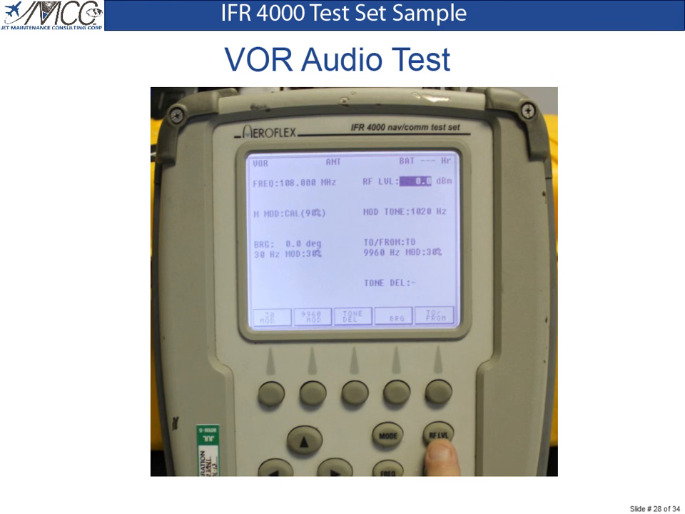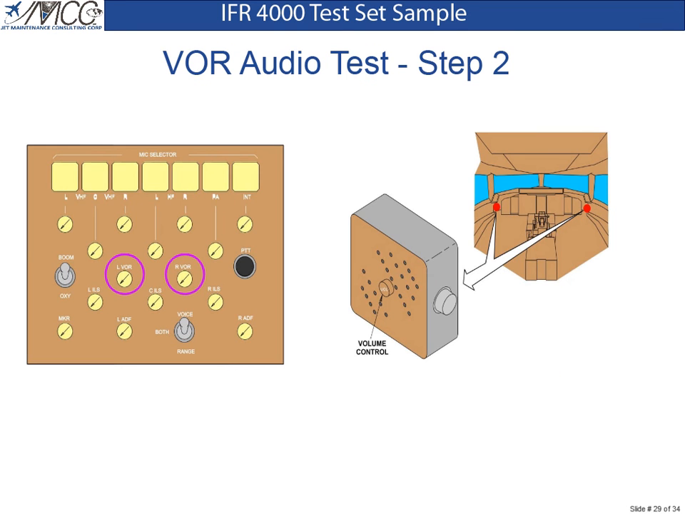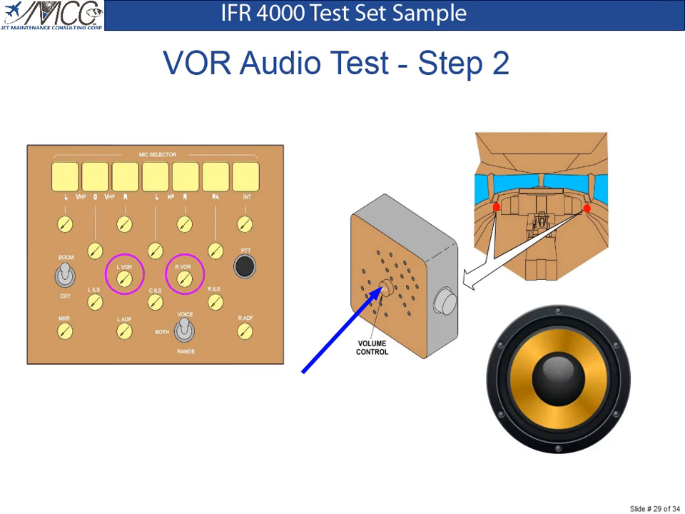The last VOR system test we will discuss is the VOR audio test. This test ensures that the aircraft communication system can output VOR audio to the cockpit speakers. To begin, ensure the mod tone value on the test set is set to 1020 Hz. In the cockpit, set up the audio panels to listen to VOR audio and ensure the cockpit speaker volume is turned up. You should hear a 1020 Hz audio tone.